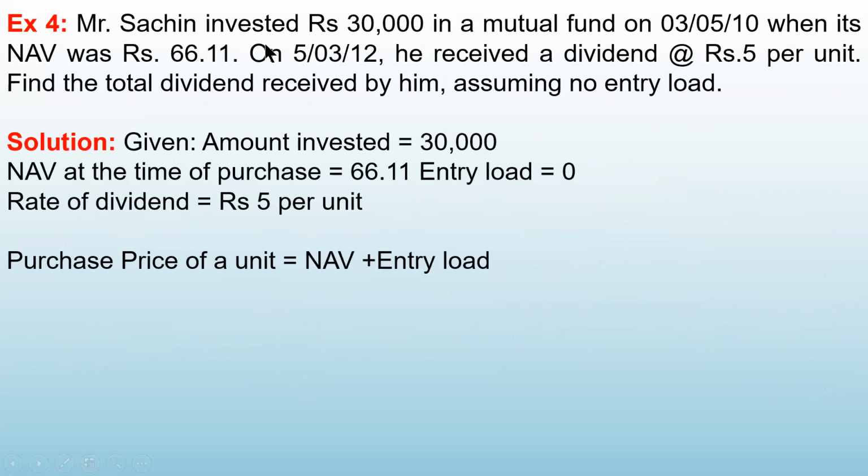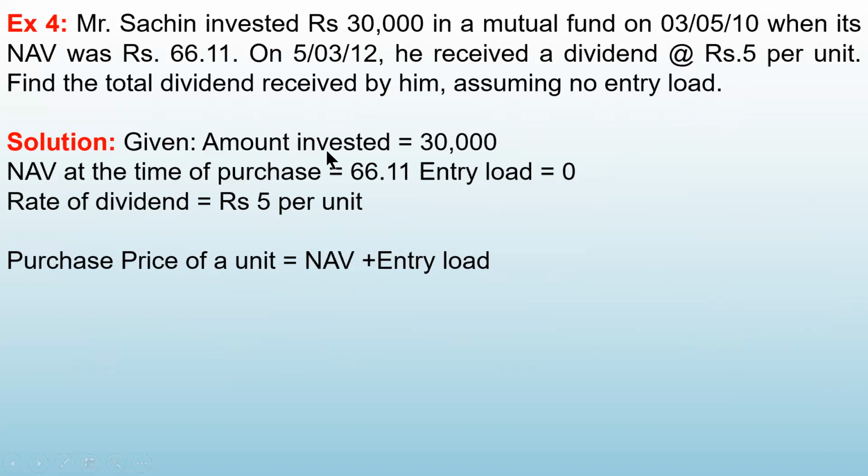I think this question we have already done yesterday, but still if we have time, we can do it once again. Mr. Sachin invested 30,000 in a mutual fund on 3rd May when its NAV was 66.11. On 5th of March, he received a dividend. In this problem, dividend is given, and you have to find out the total dividend. Units are not redeemed. Only the dividend you have to calculate, assuming that there is no entry load.